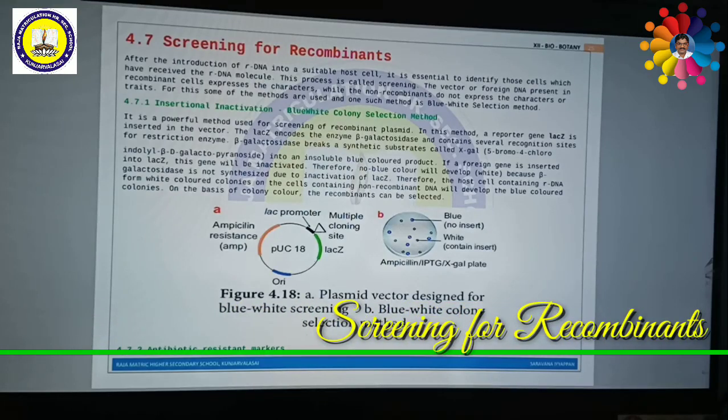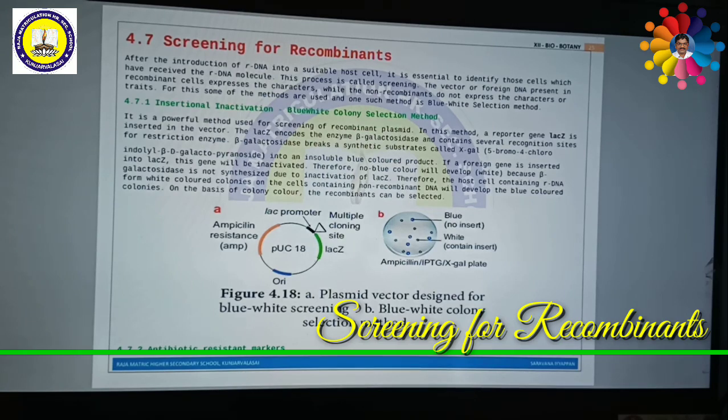Good morning, students. Today we are going to see about screening for recombinants. In the previous class we have seen the tools essential for recombinant technology, and how these rDNA or recombinant DNA will be inserted in the host. After inserting the rDNA into the host, it is essential to follow how these rDNA molecules are inside the host. This study is called screening for recombinants.